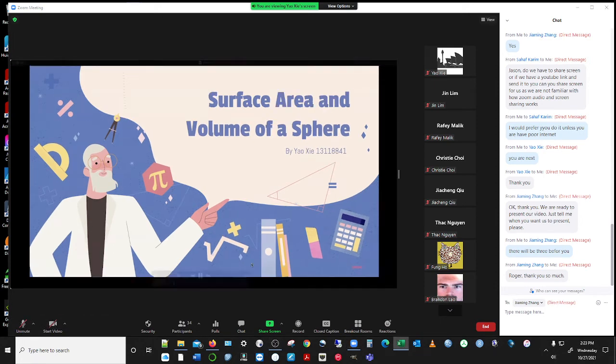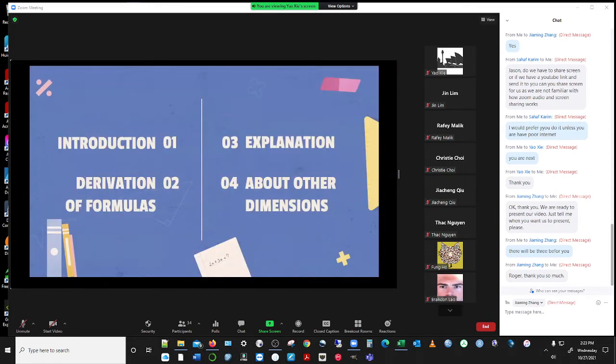Today, I'm going to briefly talk about the surface area and volume of a sphere. I will divide my speech into four parts. In the first part, I will introduce a bit about the spherical coordinate system. And in the second part, I will show you how I derive the formulas for the surface area and volume of a sphere. And in the third part, I will explain the relationship. And finally, I will talk about other dimensions.